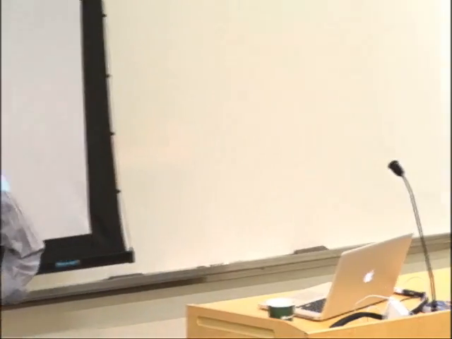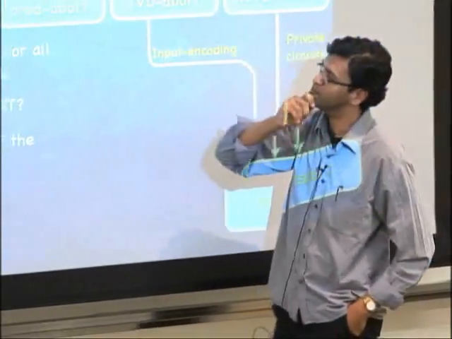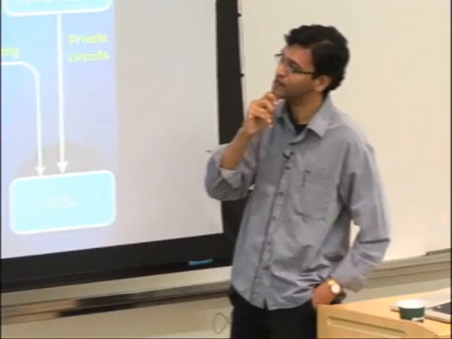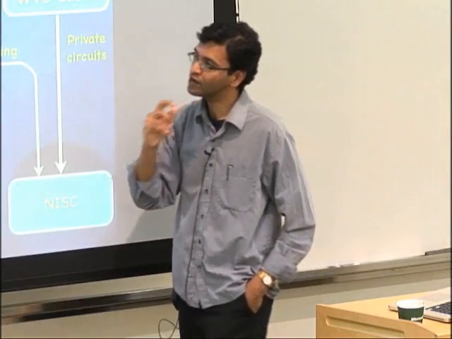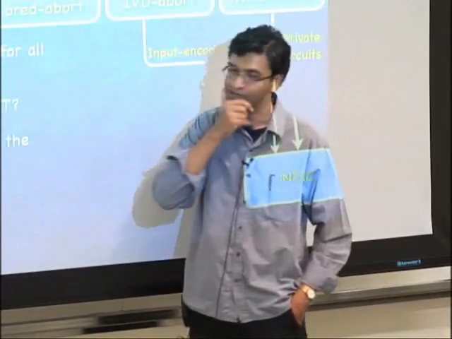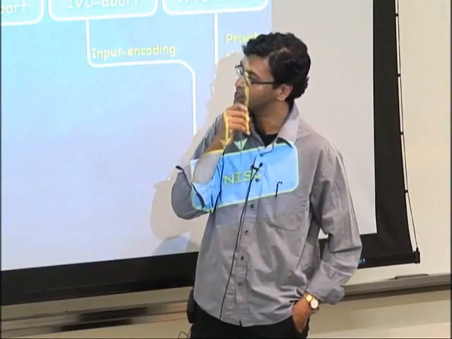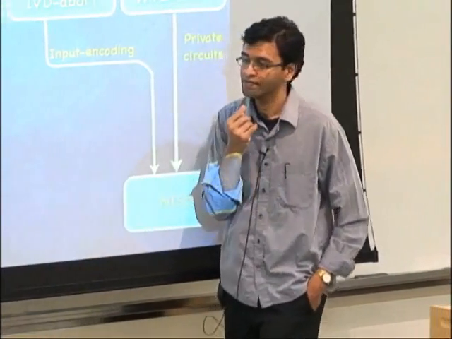So that's the summary. We get NISC-OT, which is black box, which uses PRG in a black box way. And if you want to work on something, think about getting it without using any PRG at all, or showing that it's impossible. Okay. All right. Thanks.